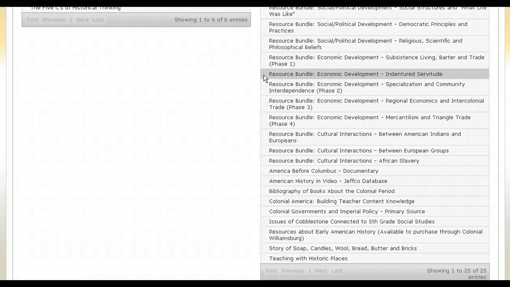Early on in the colonies, they started to use a structure known as indentured servitude. Indentured servitude, while it is a social interaction, is also an economic structure that was put in place. Next, you're going to look at specialization and community interdependence. This might be where students are looking at trades within the colonies. And trades developed so that it allowed the community to become interdependent and developed a greater economic system.